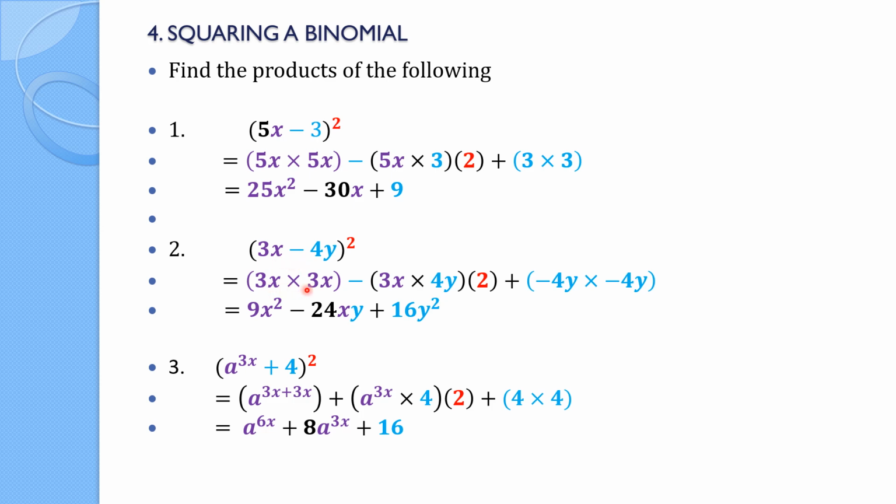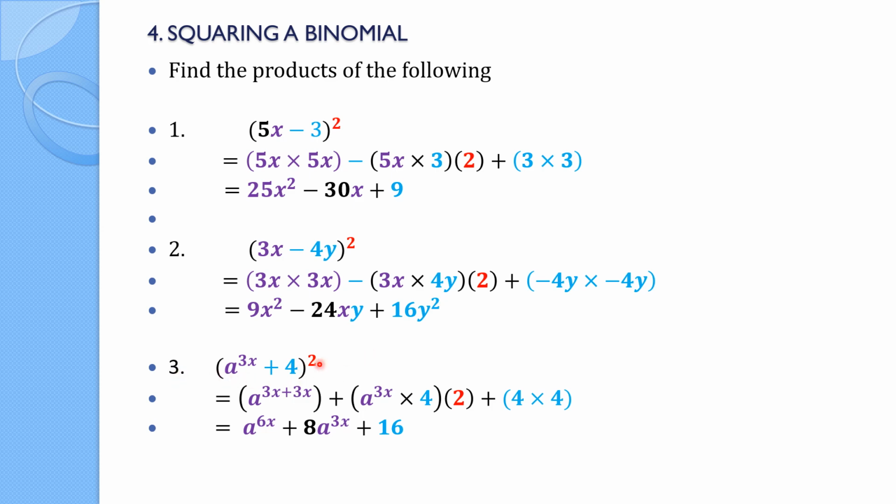So 3x times 3x for my first term. Minus 4y times minus 4y. For the middle term, I multiply the 2 in the bracket: 3x times negative 4y times 2. So 3x times 3x gives me 9x squared. Positive times negative, 3x times 4y times 2, gives me 12 times 2, which is negative 24xy. And negative times negative becomes positive: 4 times 4 is 16, y times y, y squared. And again, do not forget the middle term.